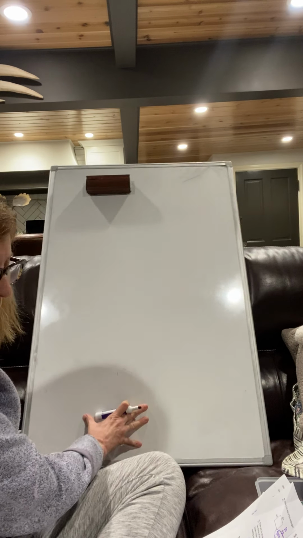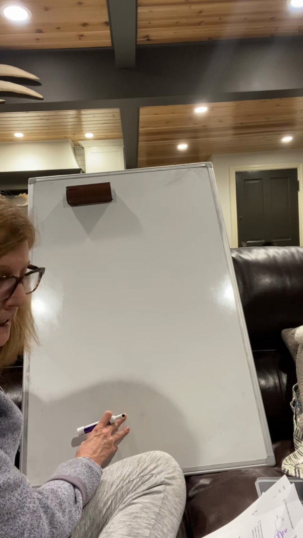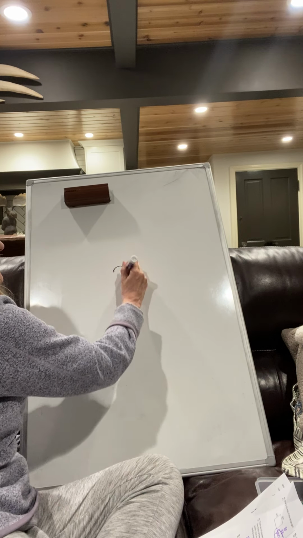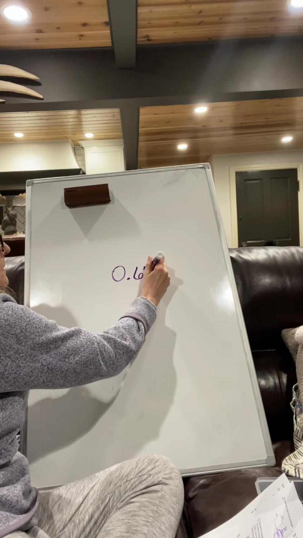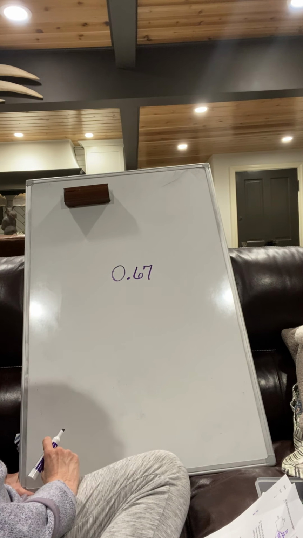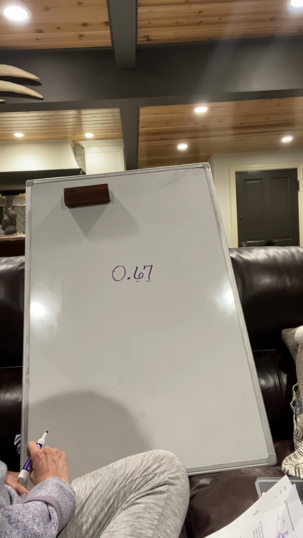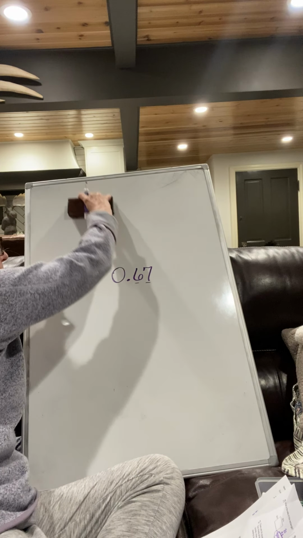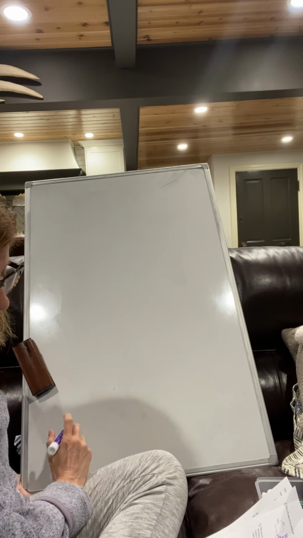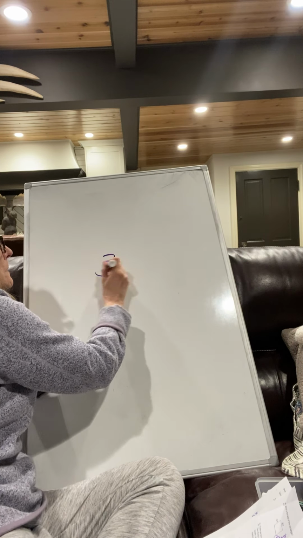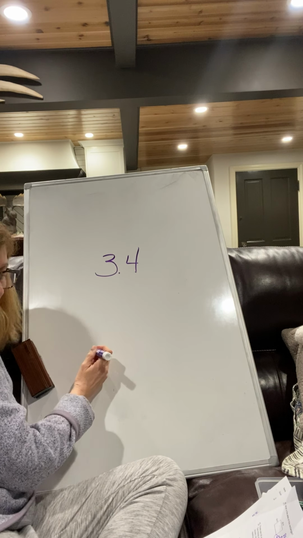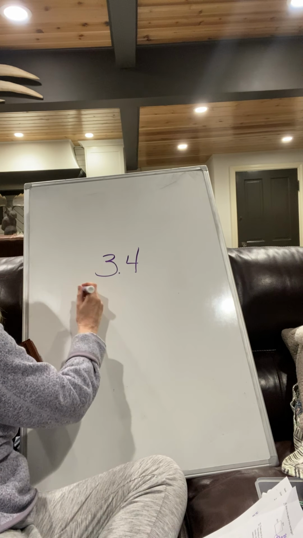Number 13, write 67 hundredths as a decimal number. It should look like that. Tenths, hundredths. 67 hundredths. Number 14, 3 4/10 minus 34 hundredths.